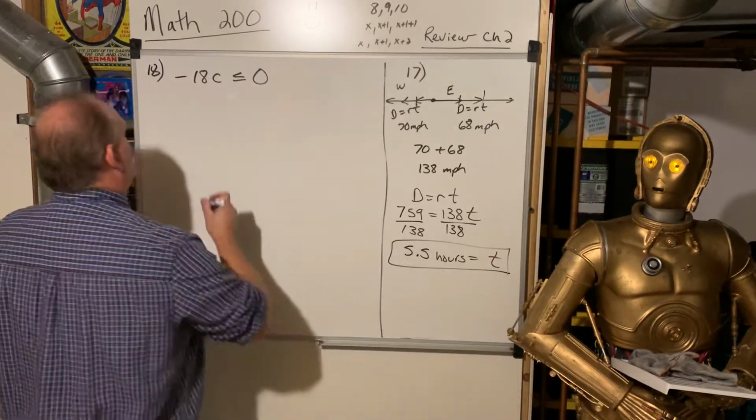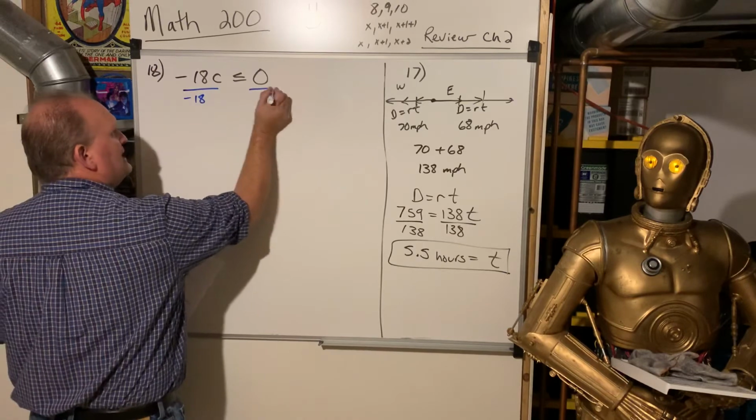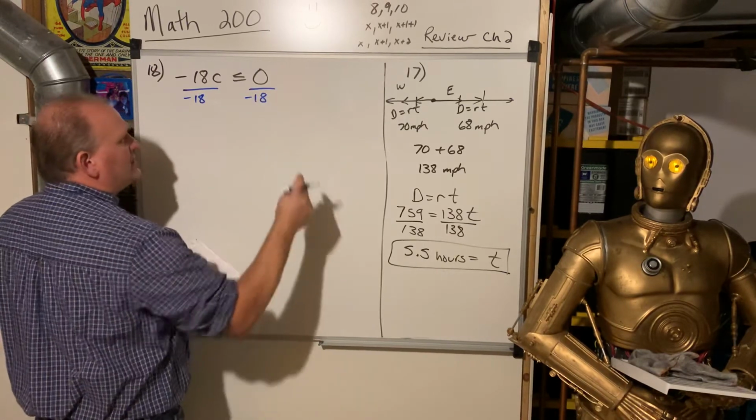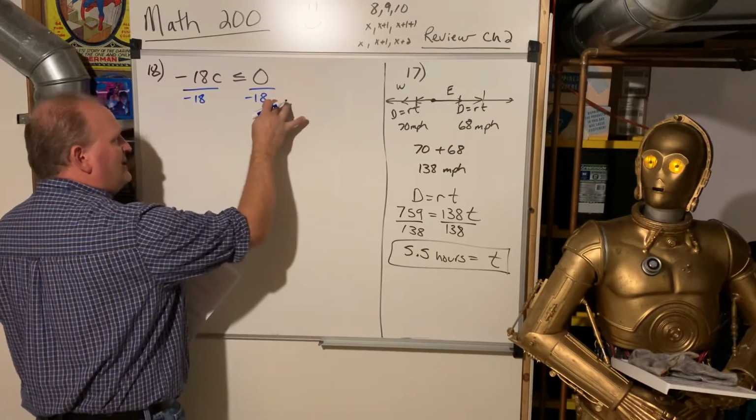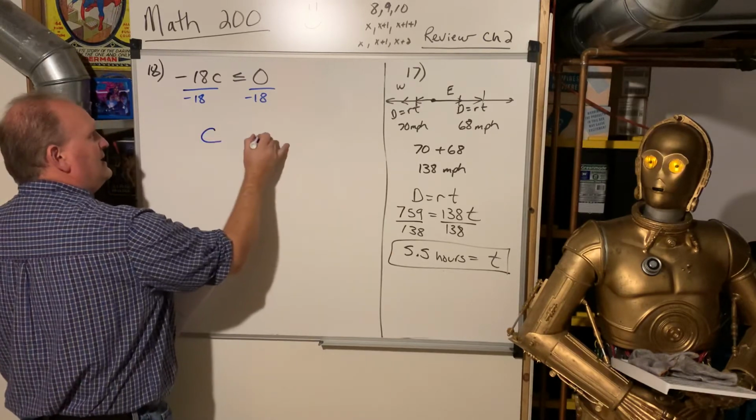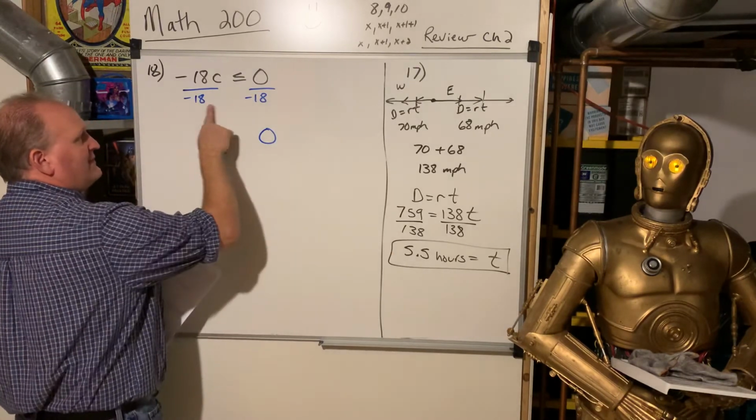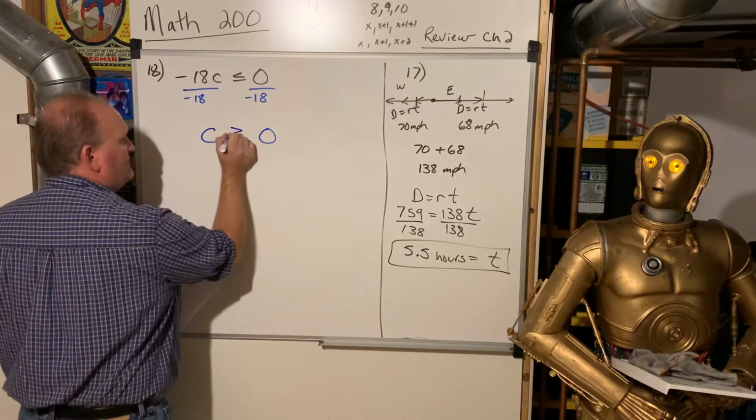So think about what we do. We divide both sides by negative 18. Again, it's not no solution. There's a solution. 0 divided by negative 18 works. That is 0. But because I'm dividing by a negative, that sign gets flip-flopped around.